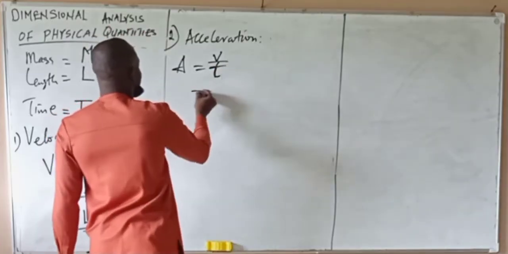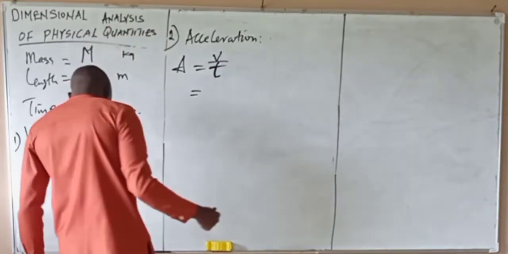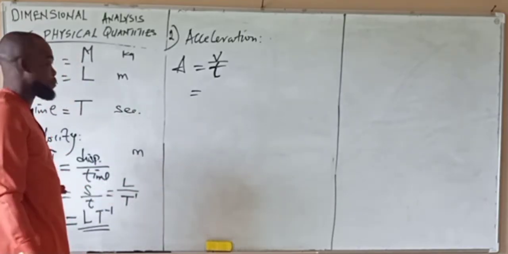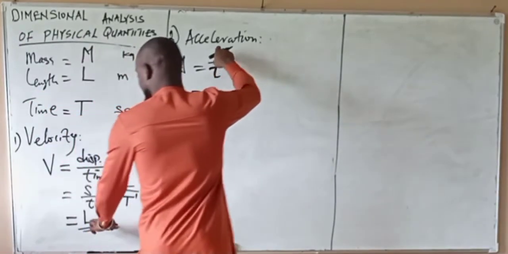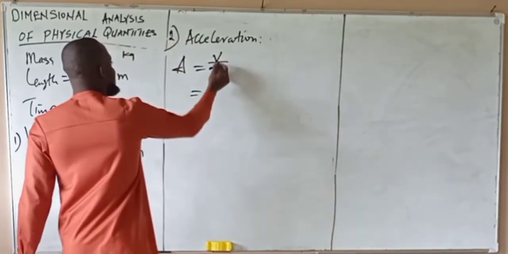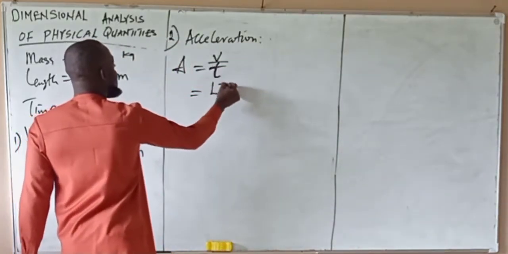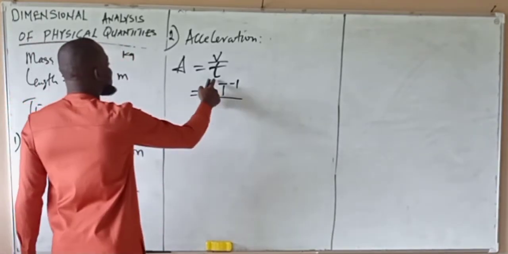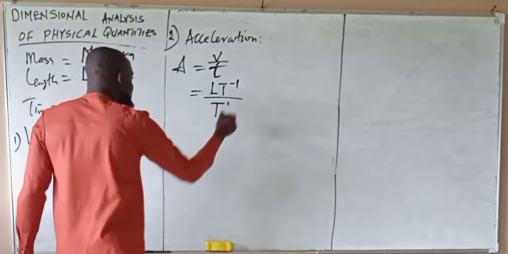So I told you if you want to find dimension, we break everything down to their dimension. That's it. What is the dimension of velocity? Well, velocity is L T raised to the power minus 1. That is the dimension of velocity. Then over, what is the dimension of time? T. Then this one is raised to the power 1.